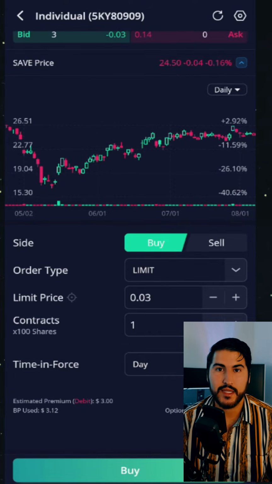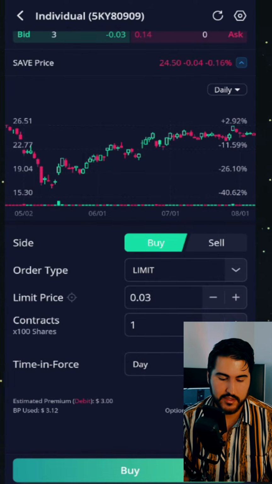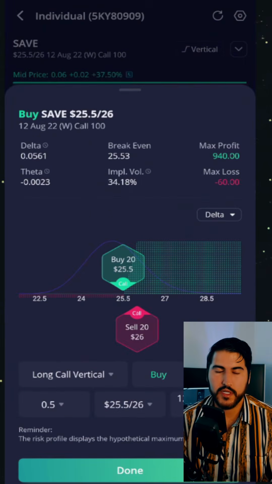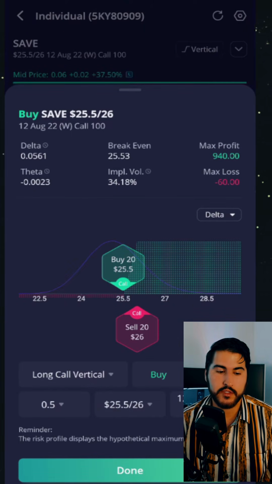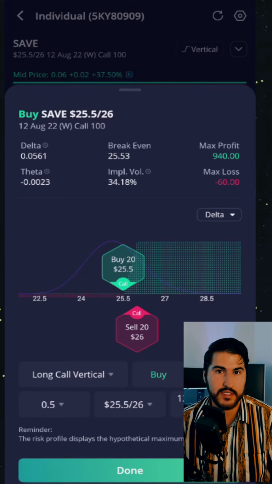Then we're going to pick the amount of contracts that we want to trade. Every contract is $3. So we can buy 20 contracts or whatever you choose. So it's going to cost us $60. Like I said, that's our total debit in this trade. And our max profit is $940. So for this trade, all we need is to see Spirit Airlines get above $26 by the end of the week, and we will convert $60 into $940.